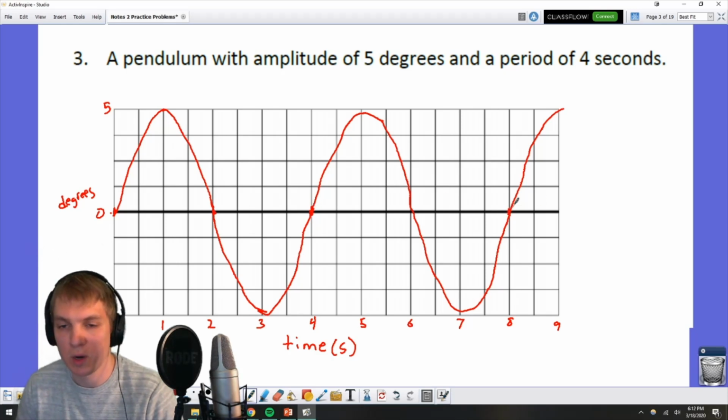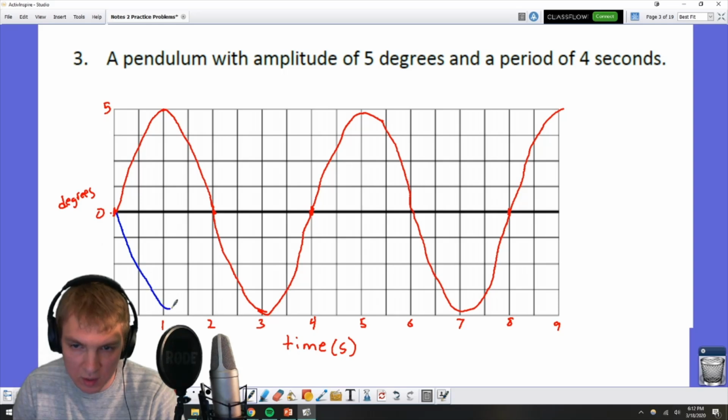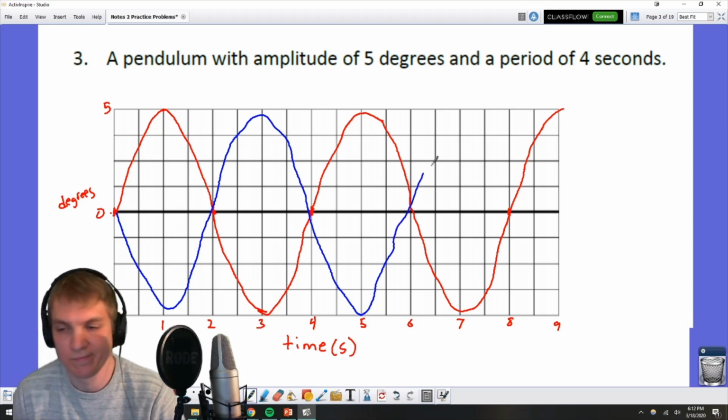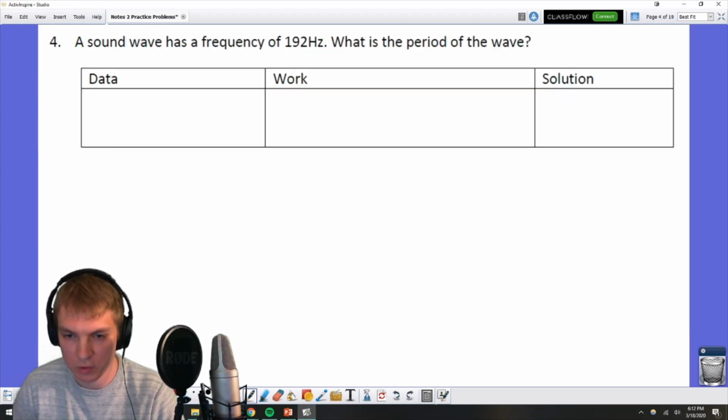All right, so another representation, you could have done the same thing that I did before by shifting it. You could even start it with a trough. So if you want to start with the trough instead, you could have done that where it goes just like this, opposite direction, kind of just doing it really sloppily. You get the idea of basically how to draw a period of 4 seconds and an amplitude of 5 degrees. Hopefully the next one I don't have to draw, and I don't.